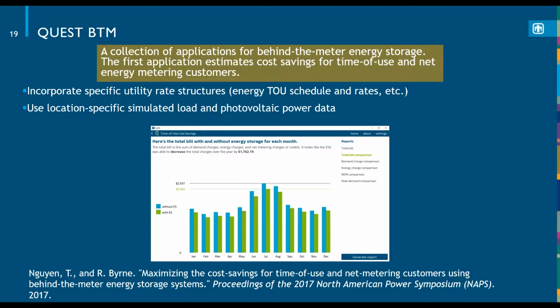Similar to QuEST valuation, it looks at 1 month at a time for 1 year's worth of data. For each month, a problem is formulated so that the energy storage system minimizes its total costs over that month.